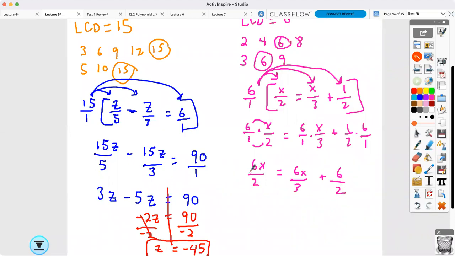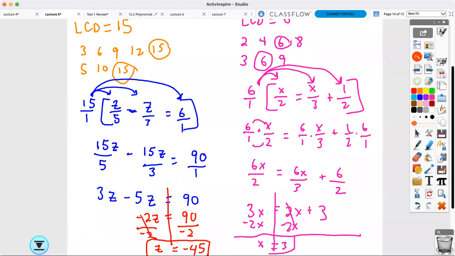And now we divide these. 6 divided by 2 is 3x. 6 divided by 3 is 2, bring down the x. And then plus 6 over 2 is 3. Our goal is to get x alone, so we're going to draw the line. Subtract 2x on both sides. And then this cancels out the 2 x's, so x equals positive 3, and we are done.